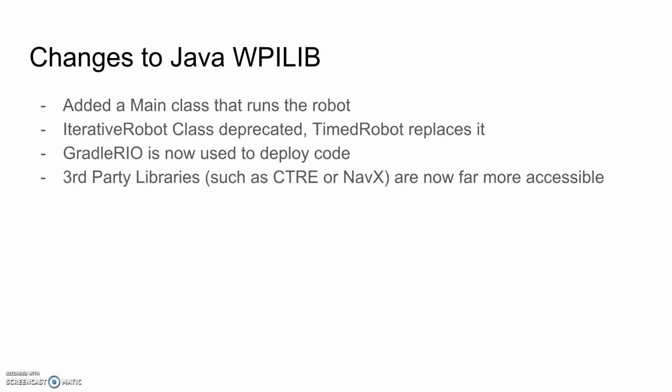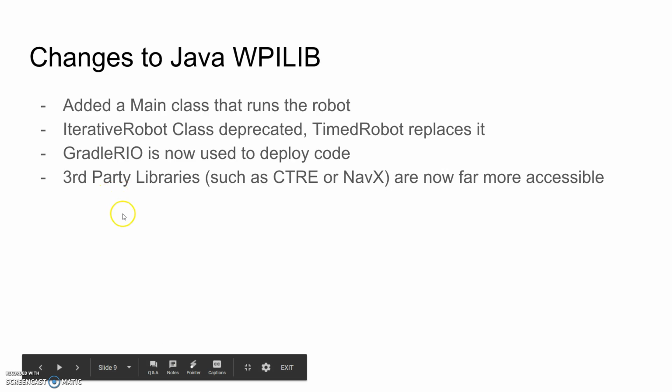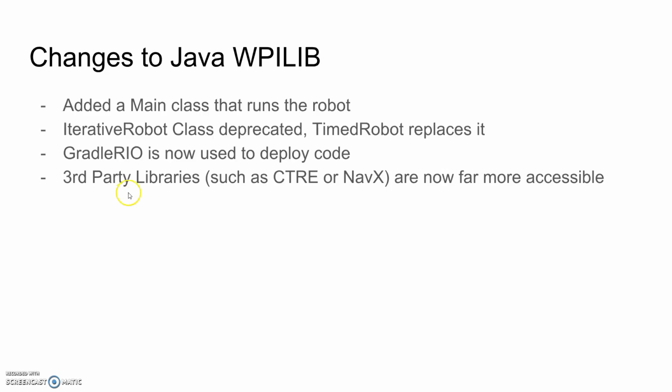The first time you deploy robot code after you booted up VS Code, it is very slow because you have to build what's called a Gradle daemon. But after that, it is very, very fast. And third-party libraries, at least in VS Code, are a lot easier to access due to the vendordeps feature.